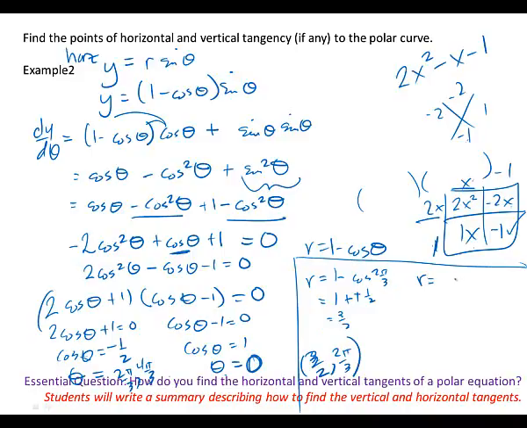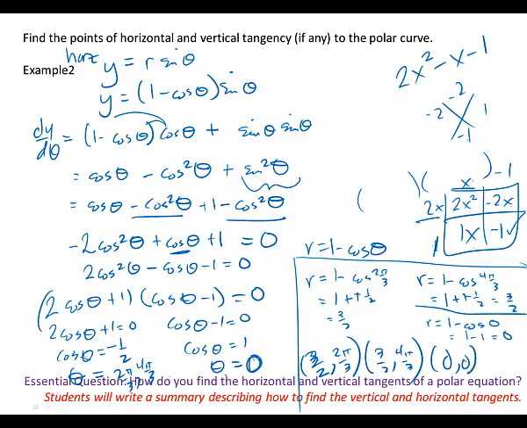Alright, then we've got r equals 1 minus cosine of 4 pi over 3. What's the cosine of 4 pi over 3? Also -1/2, right? So don't I get 3/2? So 3/2, 4 pi over 3. Then I also have to put in r equals 1 minus cosine of 0. What's the cosine of 0? 1, right? So it's 0, so I get the point 0, 0.